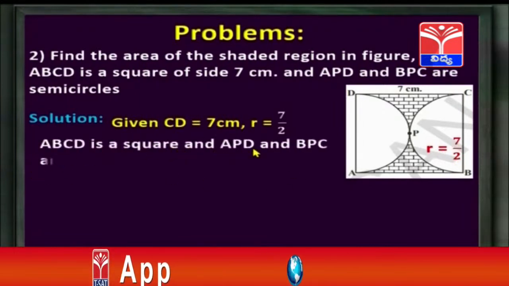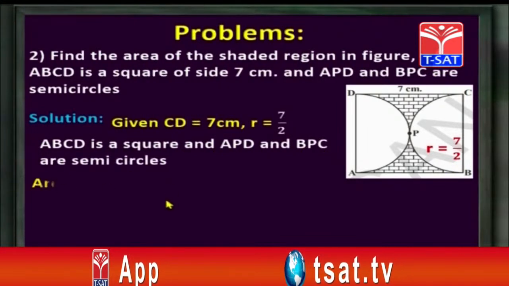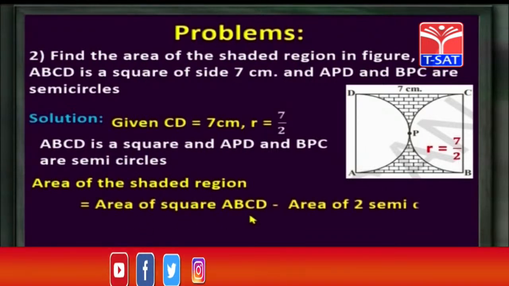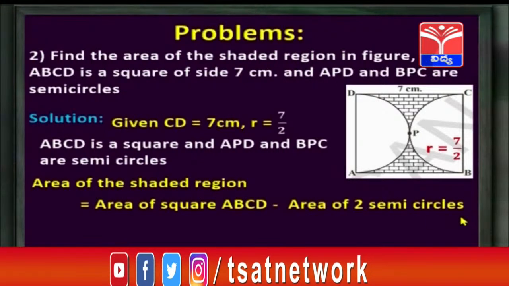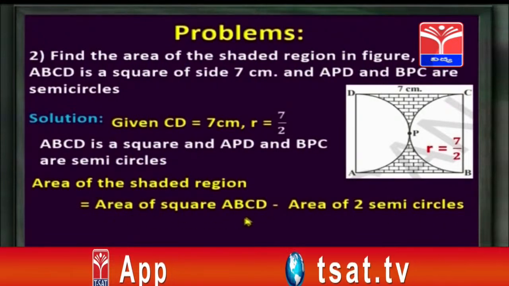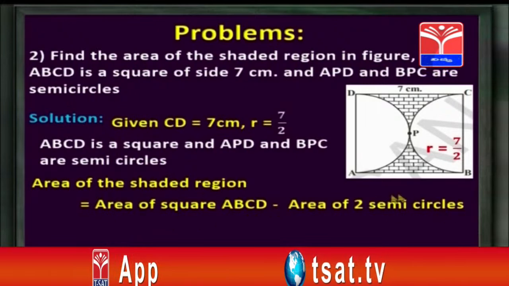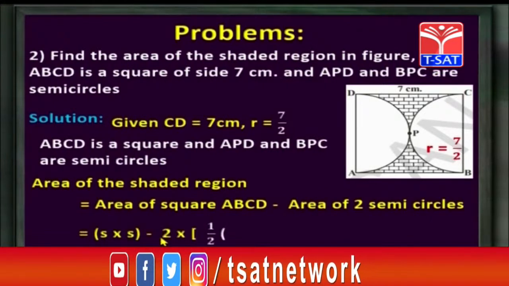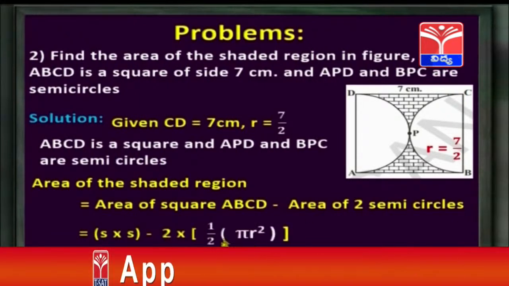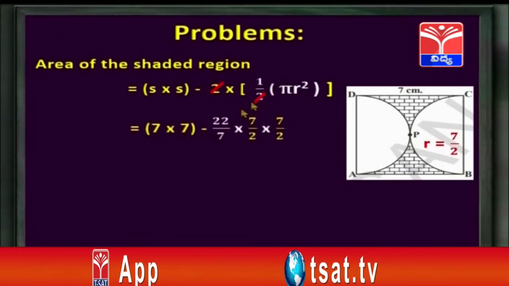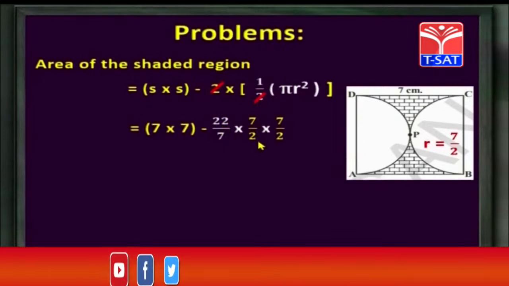ABCD is a square and APD and BPC are semicircles. Area of the shaded region is equal to area of square ABCD minus area of two semicircles. We know the area of a square formula, which is side into side, and area of two semicircles is nothing but area of one circle, that is pi r square. Now let us substitute the values here. Area of a square is s into s minus 2 into half into pi r square. 7 into 7 minus 22 by 7, pi value 22 by 7, and r is 7 by 2 into 7 by 2.